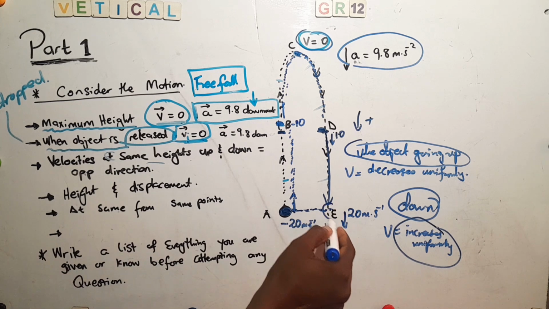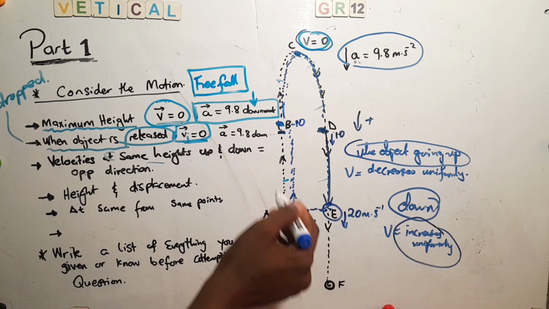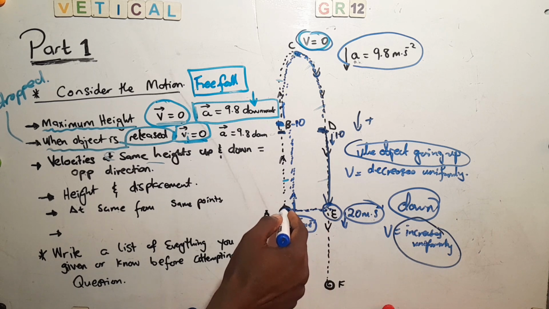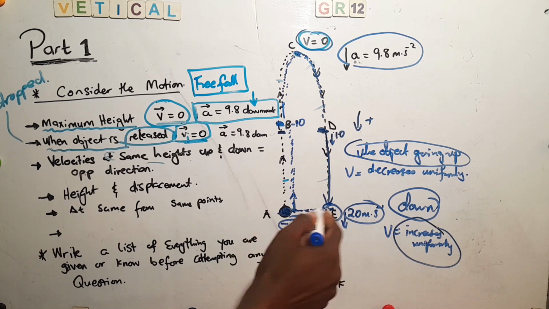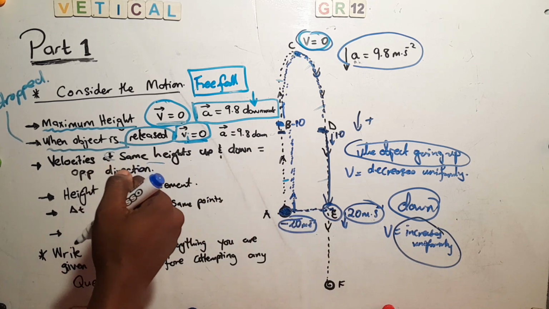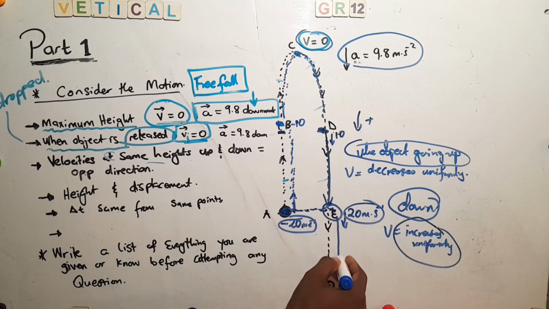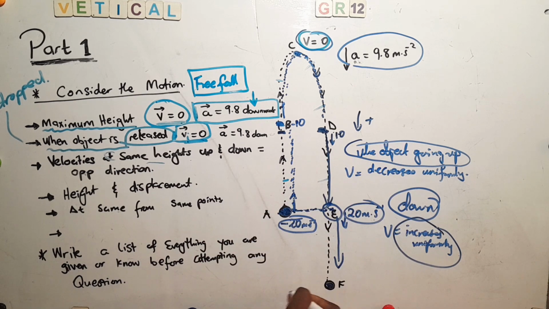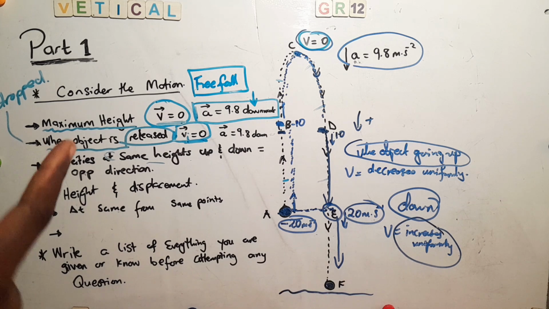So it means that when it gets to E, the velocity is the same as what we started with, at the same heights. So these are at the same height, and the velocity will eventually start to increase like that up until it gets to the ground. So this is how you have to tackle this.